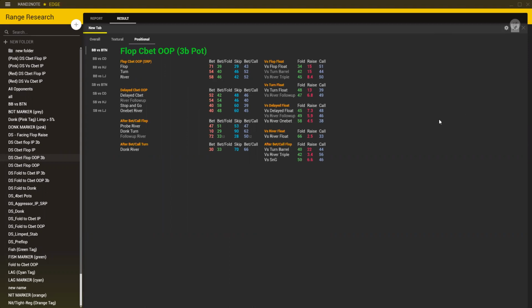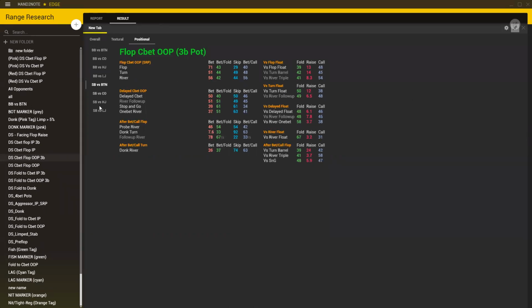So button float turn versus big blind, we've got 48% fold to turn float bet, which is our average. And then button versus small blind, we've got 50%. So it seems maybe things have evened out slightly, but just like before, the small blind's a better target for attacking with float bets, whether it's flop or turn, than the big blind.